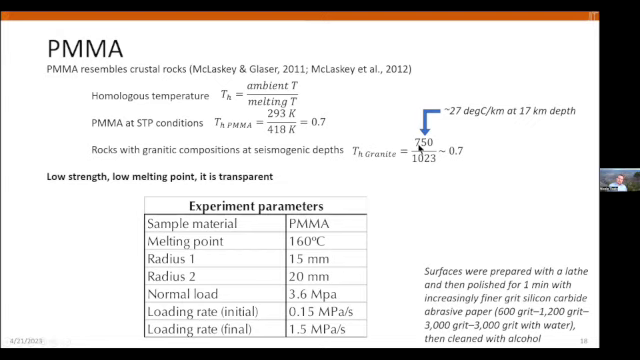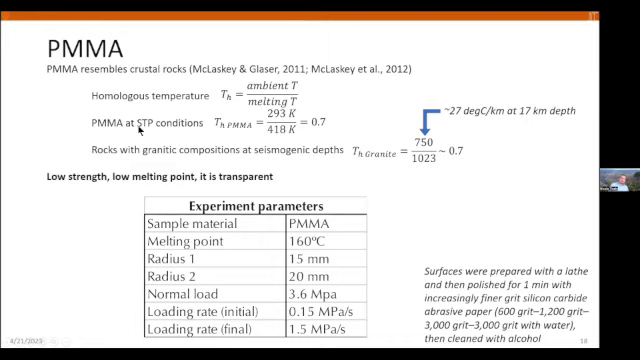seismogenic depth. If we think, for example, of a thermal gradient of 27 degrees C per kilometer, at 17 kilometers depth, we should have a temperature around 750 Kelvin. And if we think that the melting temperature of a granite can be around 1000 Kelvin, then that will give you a homologous temperature of 0.7, which is again very similar to the homologous temperature of PMMA.